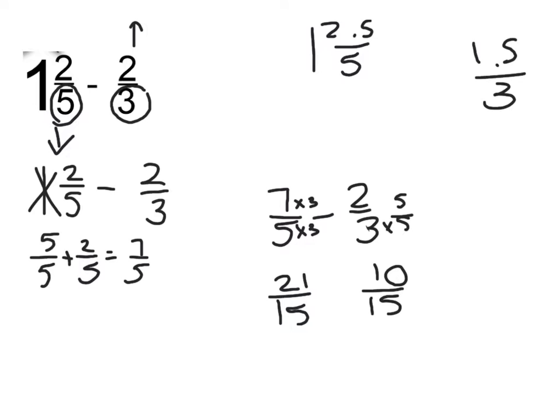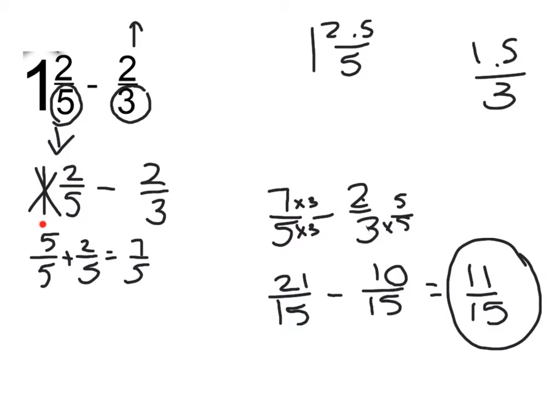And I know I'm doing this pretty quick because this should be pretty quick for you to do. 2 times 5 is 10 and 3 times 5 is 15. If I'm going too fast, make sure you pause your video. So now let's subtract. 21/15 minus 10/15 is 11/15. And again, we got a number that's less than 1, which is exactly what we thought was going to happen because, remember, we had to borrow from the 1. So we get 11/15, which is less than 1. Let's try again.